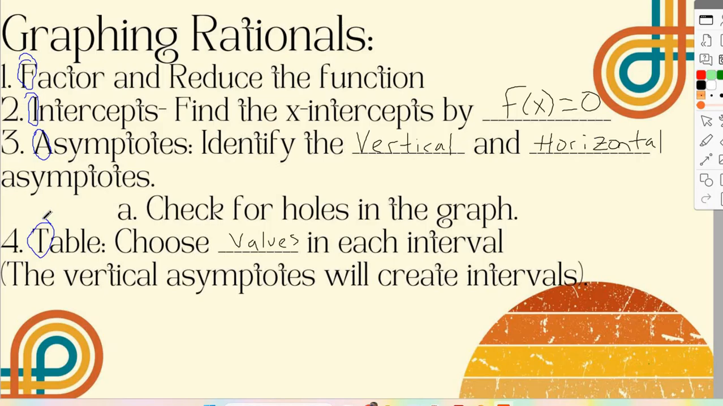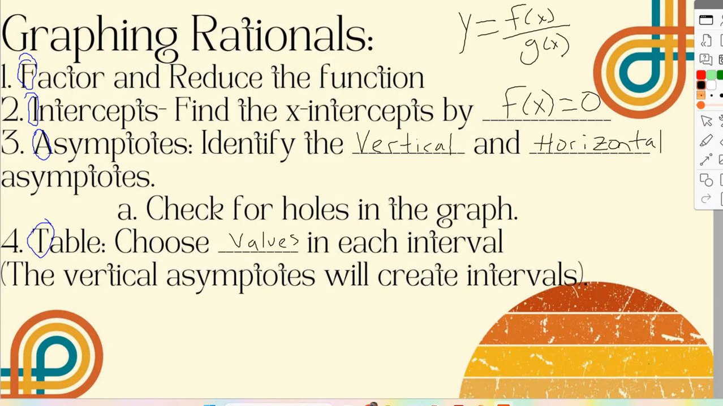So our first step is to factor and reduce the function. Our second step is going to be to find the intercepts. To find our x-intercept, we're going to set the f of x, remember that f of x is whatever's on top this time, equal to 0. Remember that we're talking about the function y equals f of x divided by g of x. So f of x is whatever's on top.